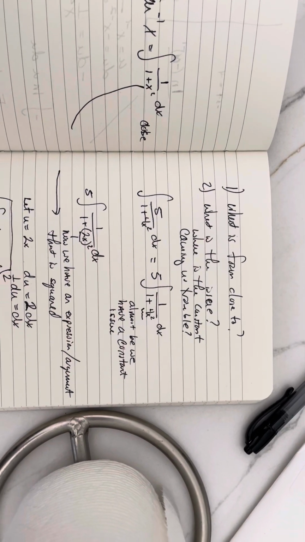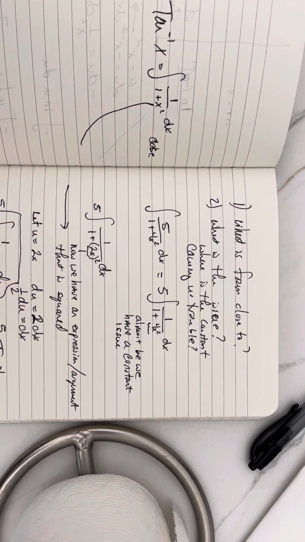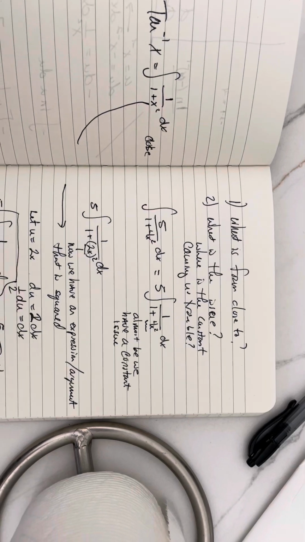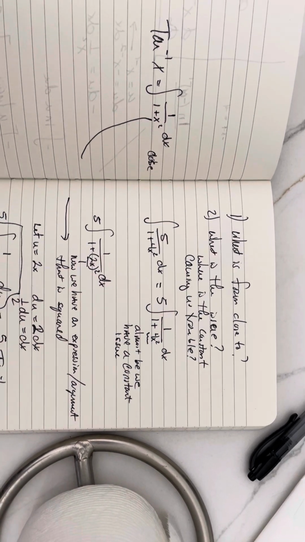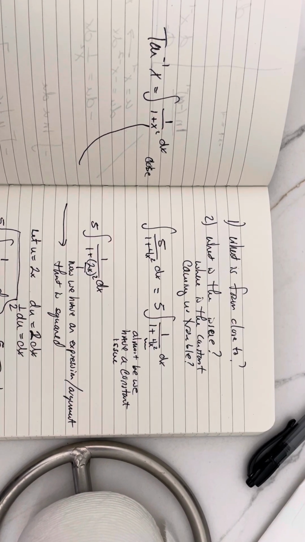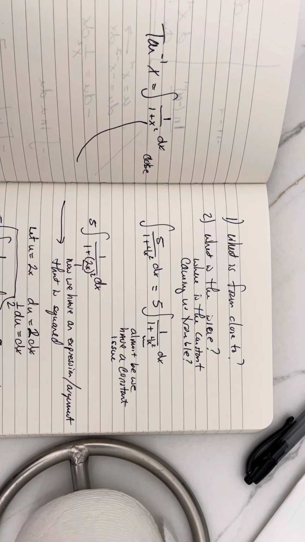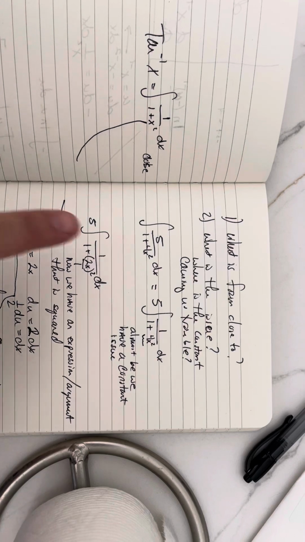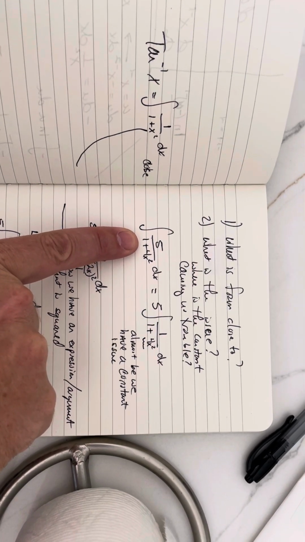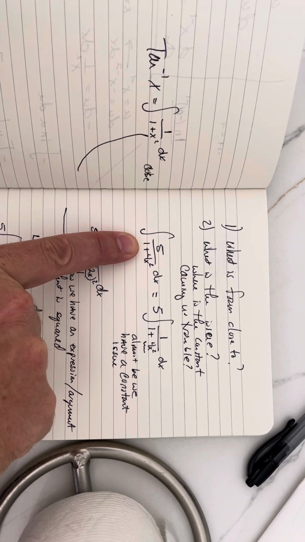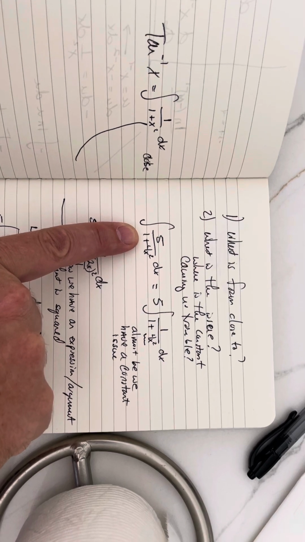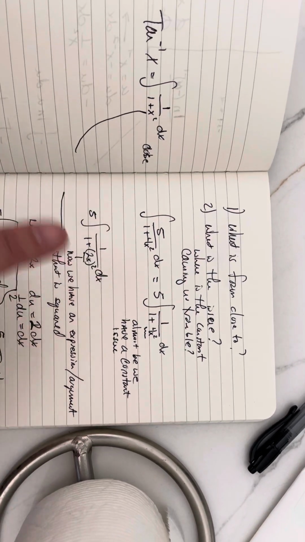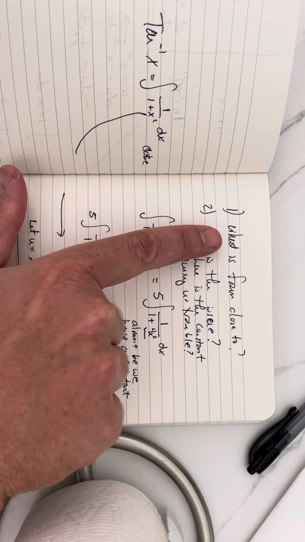Hi everybody. So I had a request to see a couple of inverse trigonometric problems. So I wanted to do a couple. The first one is the problem, the integral of 5 over 1 plus 4x squared dx. Well, let me do a couple of things here.